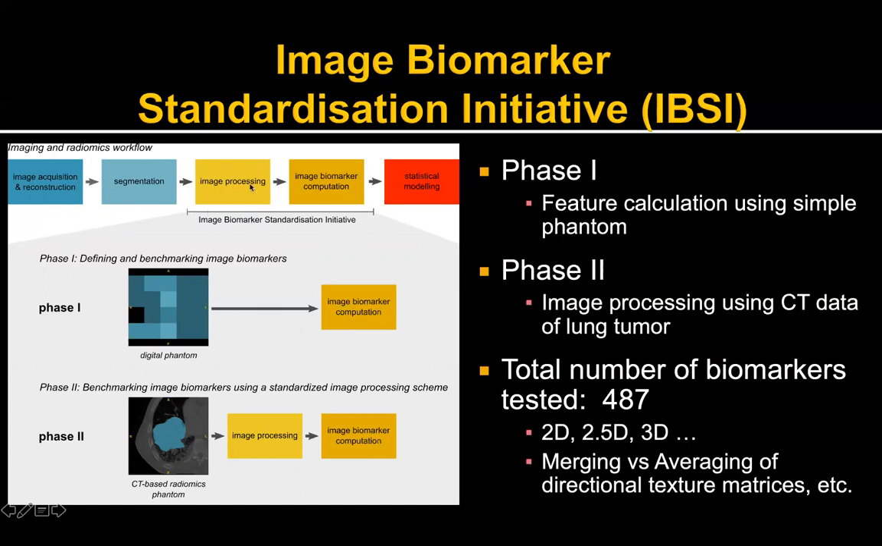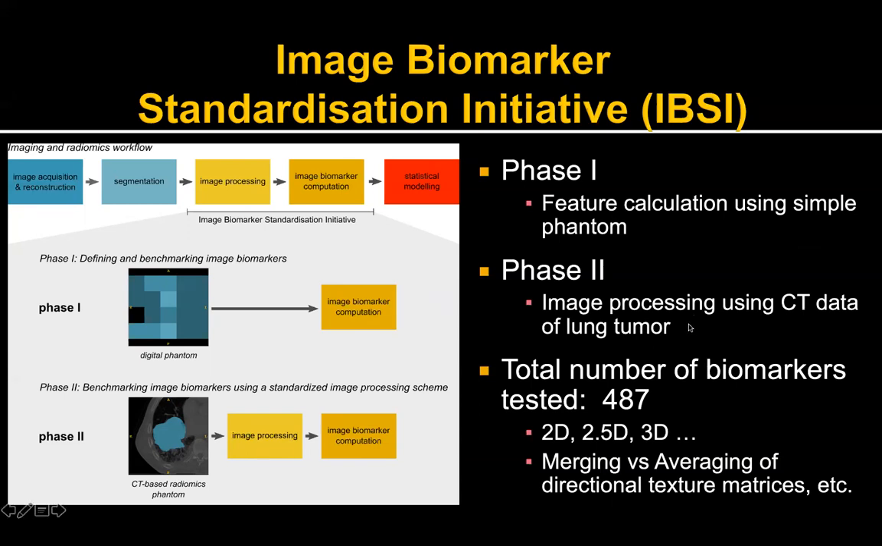So you see the spectrum where the IBSI lies. Basically, there's the image acquisition and reconstruction, the segmentation, then there's image processing, image biomarker computation, and eventually machine learning to be done in order to get a prediction model based on radiomics. The IBSI basically investigated two of these boxes. Phase 1 was about the computation of the features themselves, and once we benchmarked the way we computed the features themselves, we looked into image processing necessary to be performed in phase 2 before computing radiomics features from real-world medical imaging data.